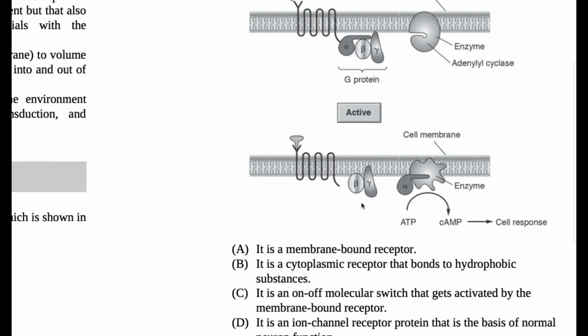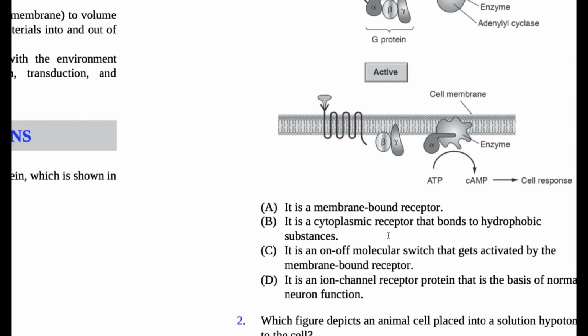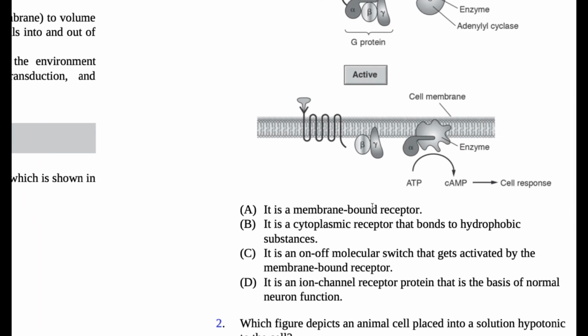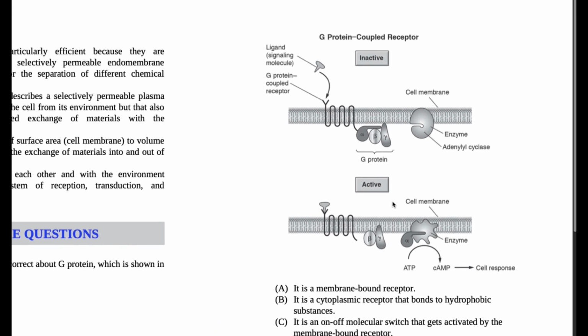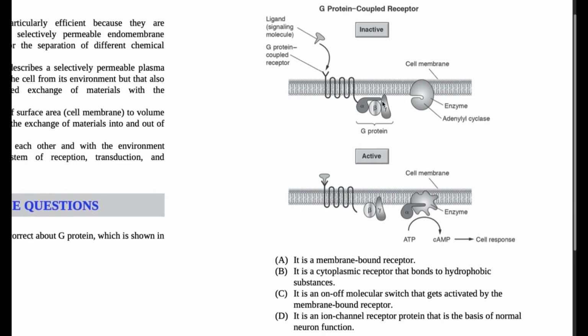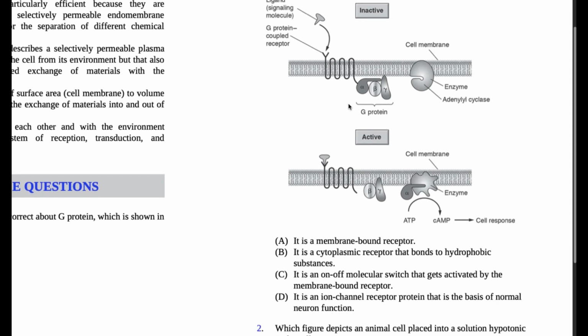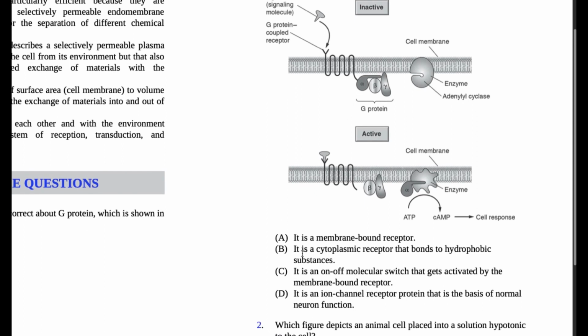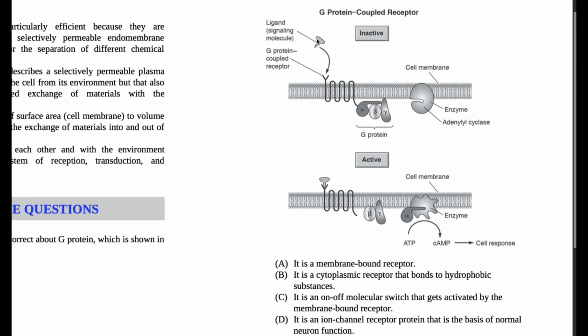So let's take a look at some options. The first one, it is a membrane-bound receptor, which is not true because you can see that it's not a receptor. The receptor is actually the part I'm pointing at, and the G protein is a protein that was triggered by the receptor. So A is incorrect. It is a cytoplasmic receptor that bonds to hydrophobic substances, which is also wrong. There's no indication about whether the substance is hydrophobic or hydrophilic.